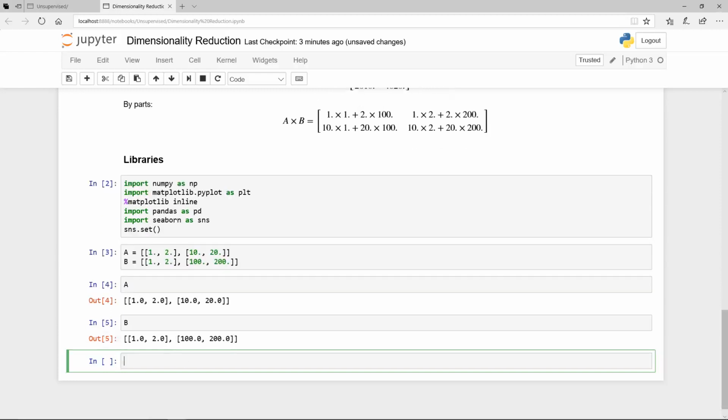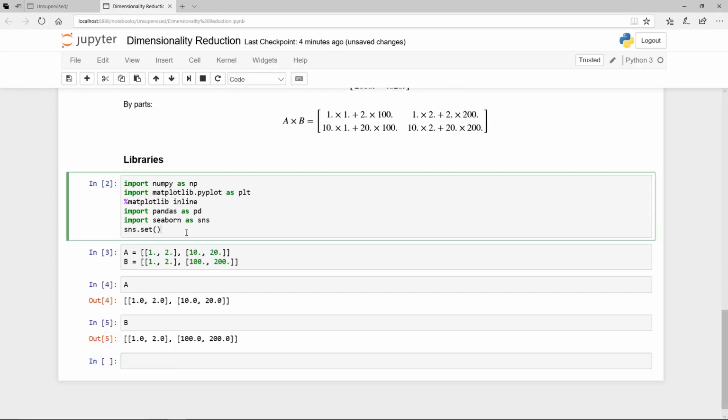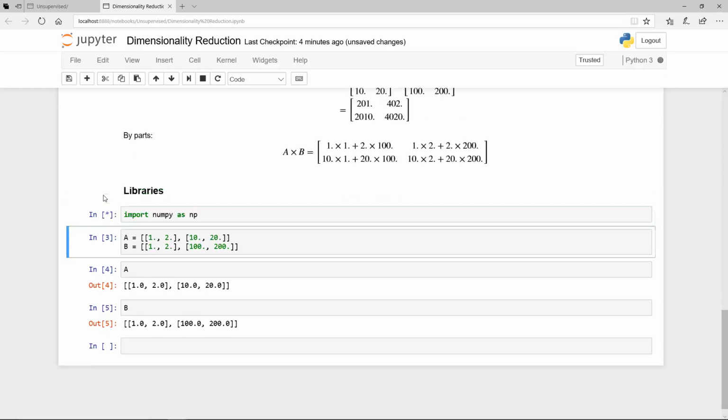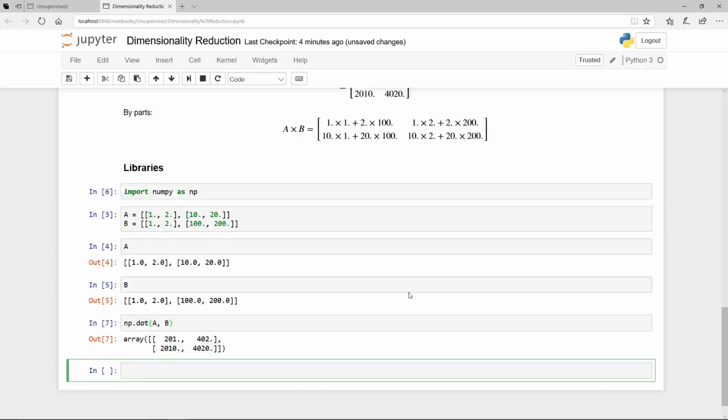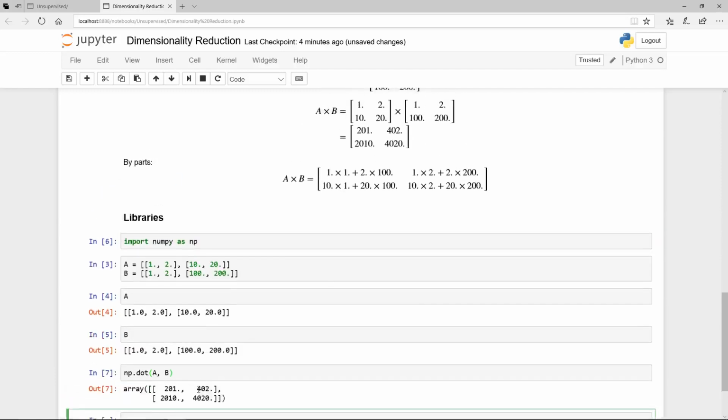Now with NumPy, there is a built-in matrix multiplication, so we don't need the whole thing. It's just np.dot of A and B, and when you run it, you will notice that you get the answer that we already presented here. So that's really a quick refresher of matrix multiplication.